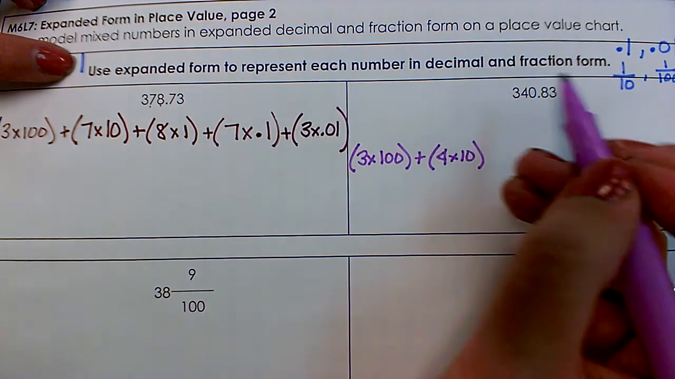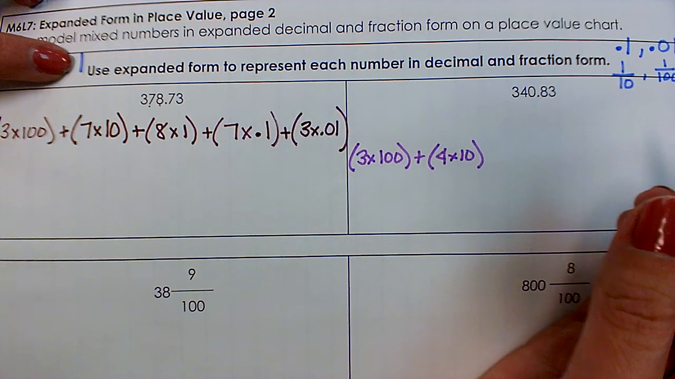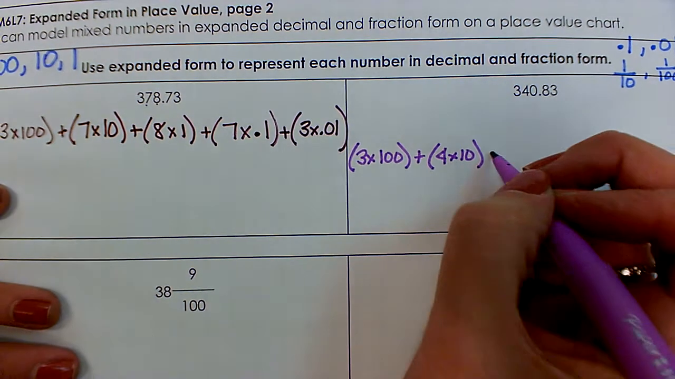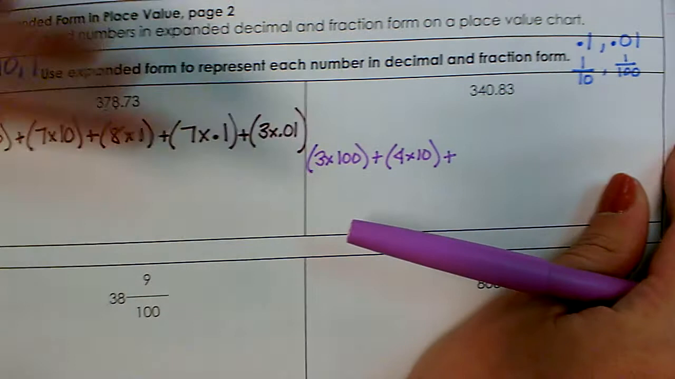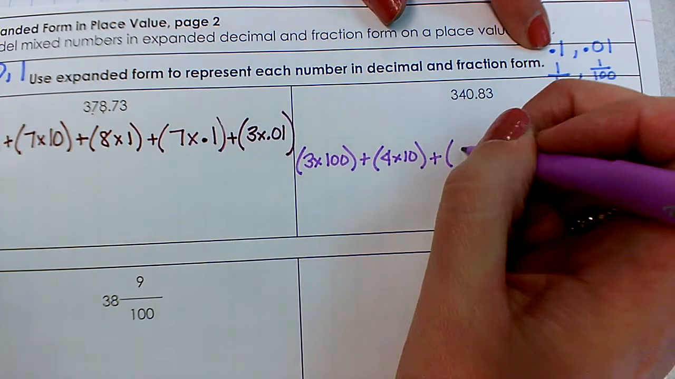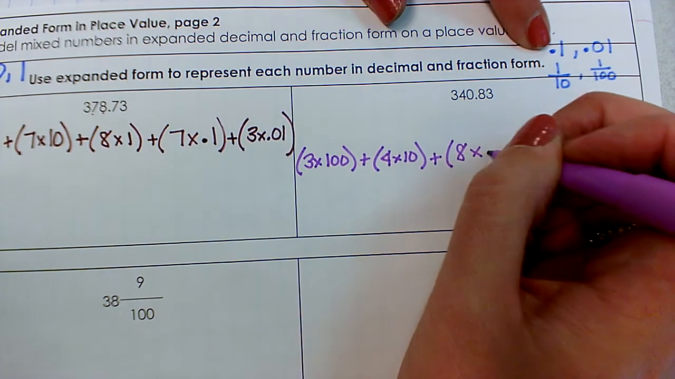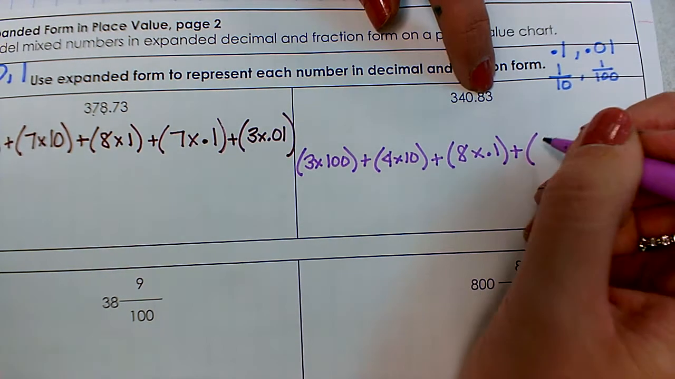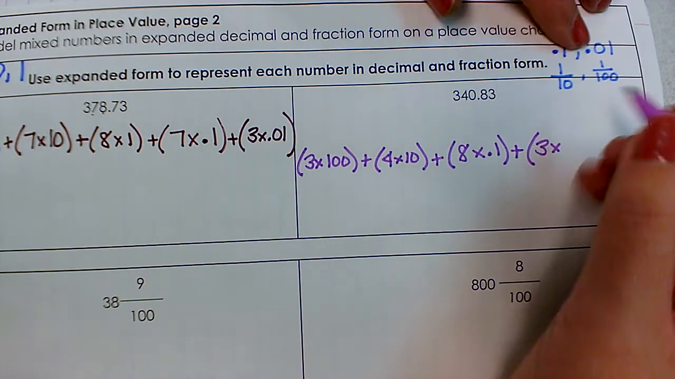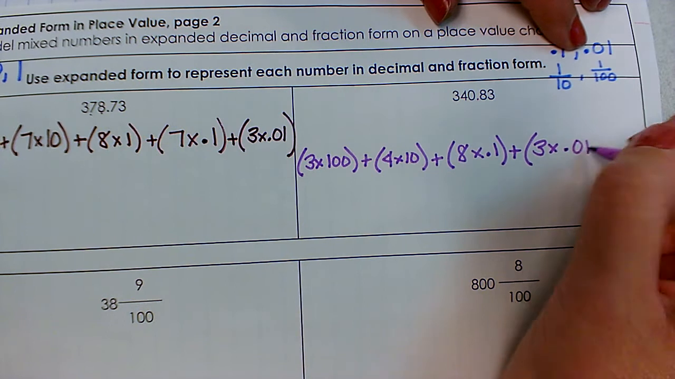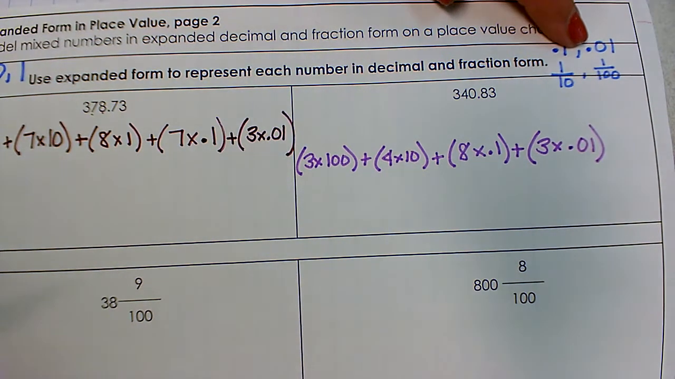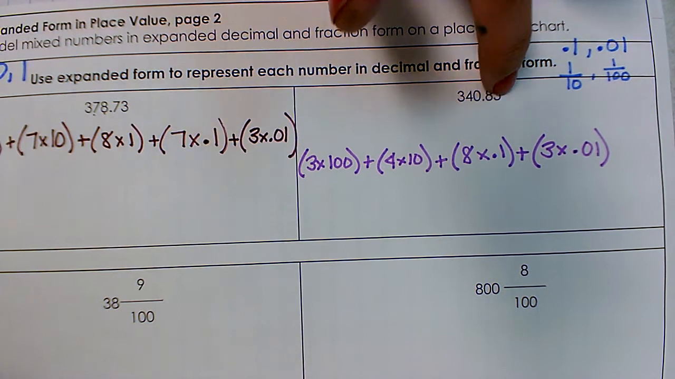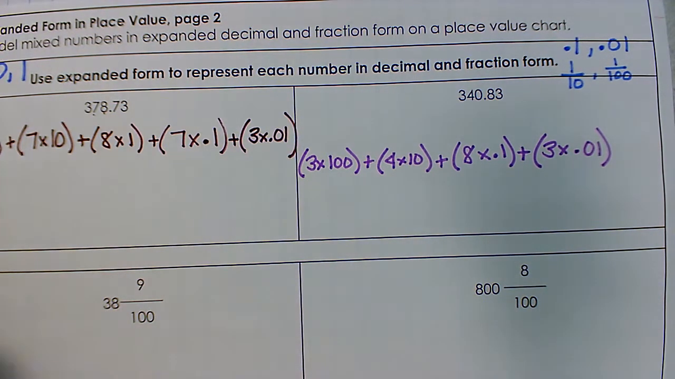Next comes my ones, but I don't have anything there, so I can leave it alone. I'm going to skip over that 1 because there are 0 of them. Next I'm looking at my tenths place value, and there's an 8. And 8 times 1/10 plus my very last digit is a 3 times its place value, 1/100. And that's my expanded form for 340 and 83 hundredths.